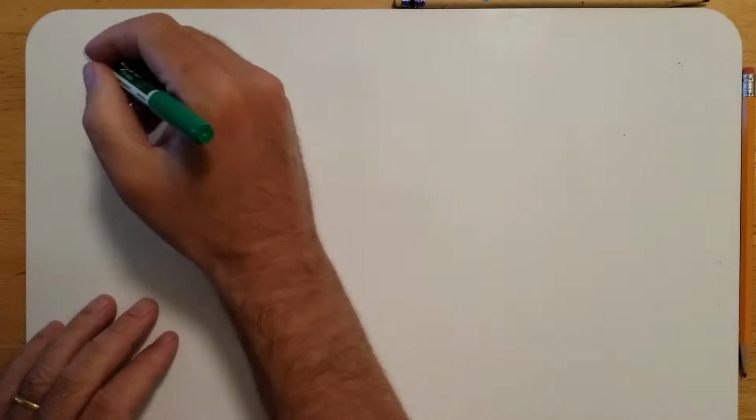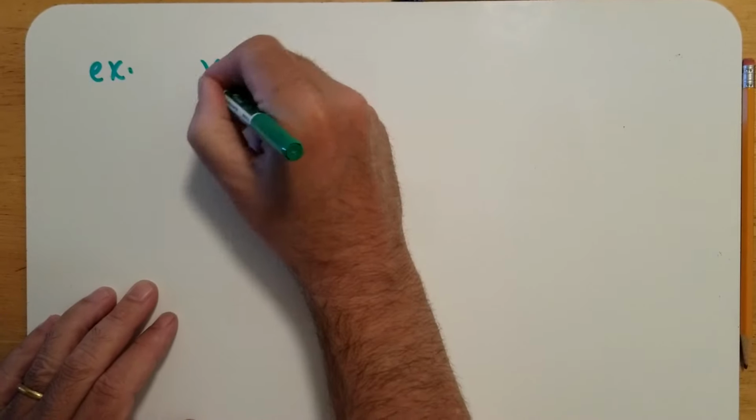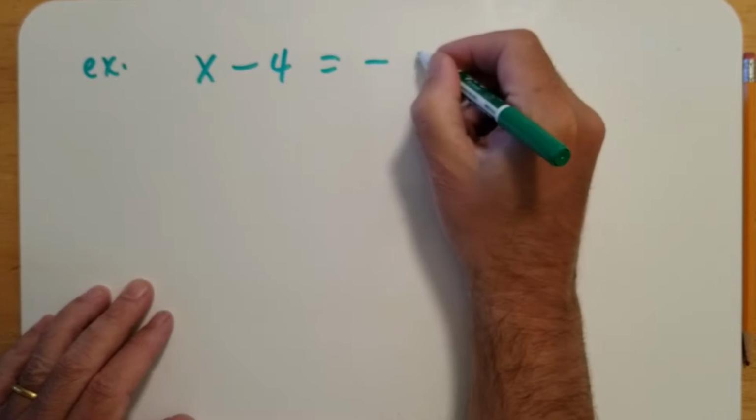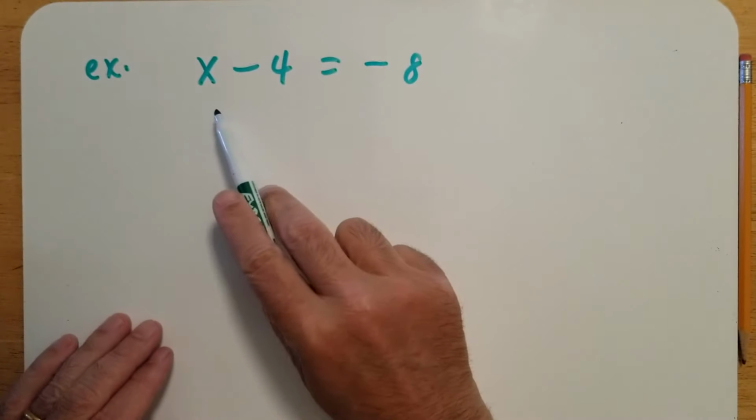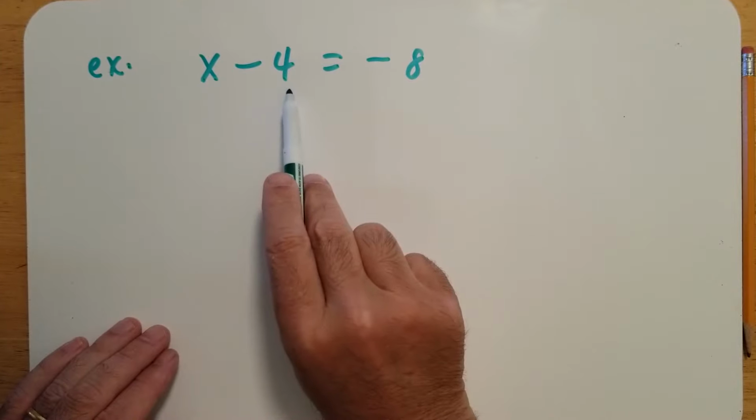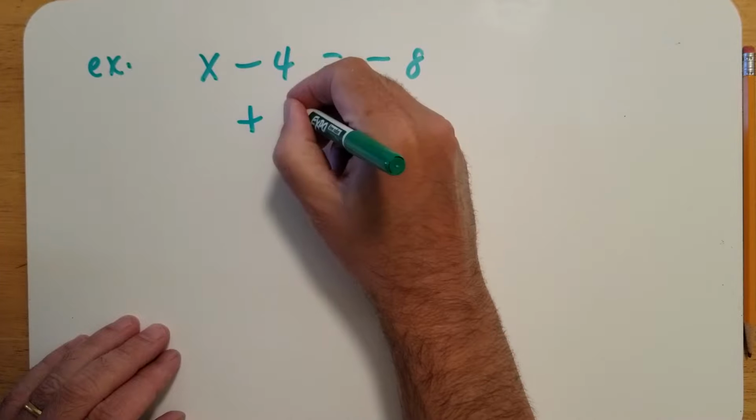I want to show some examples of solving linear equations as are in the homework. Here's the first example. Say x minus 4 equals minus 8. I want to get x alone on one side. This minus 4 is bothering x. So to get rid of a minus 4, I'm going to go plus 4.